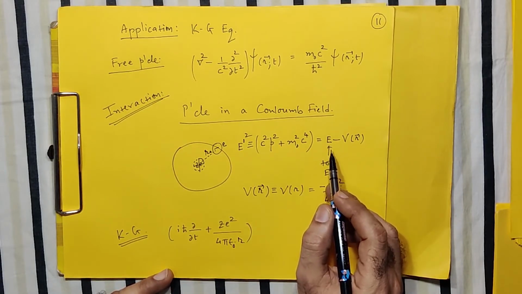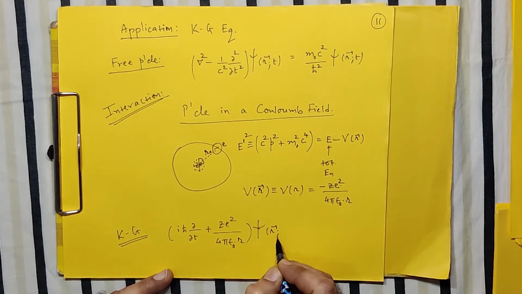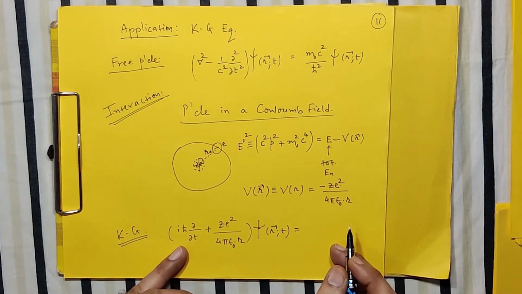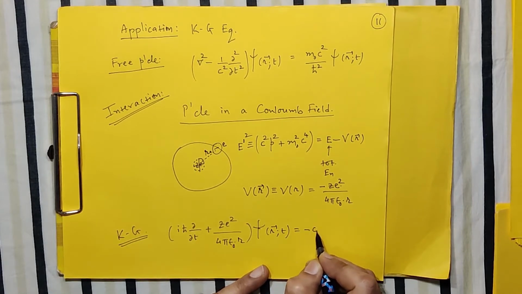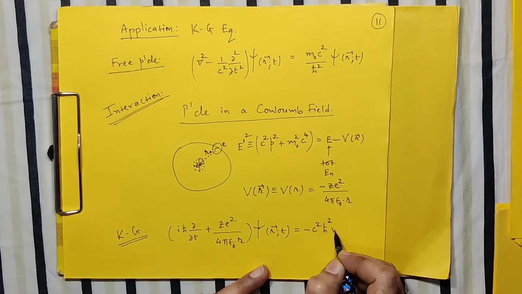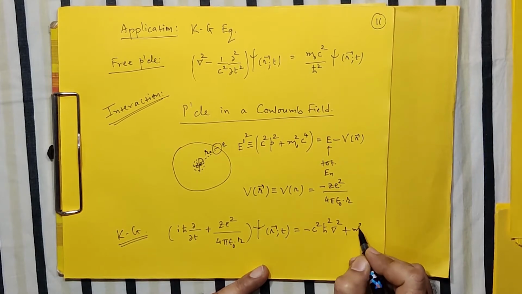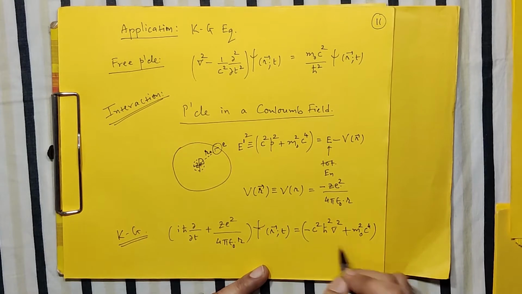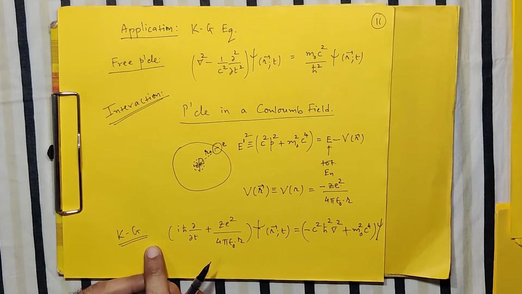So this part I can write here, and of course my function ψ(r,t), and then this total energy and potential energy gives me the kinetic energy, which I will write directly as c², and again for p² I use the operator correspondence, so it is −ħ²∇² plus m₀²c⁴, and of course this is operated on ψ. So this is my KG equation for a particle interacting through a Coulombian potential, correct? So this is the expression which we need to solve.